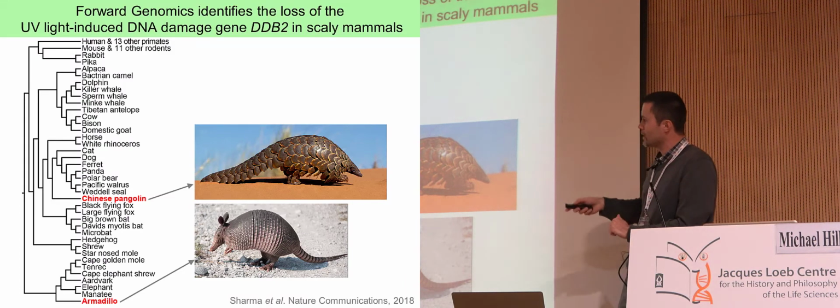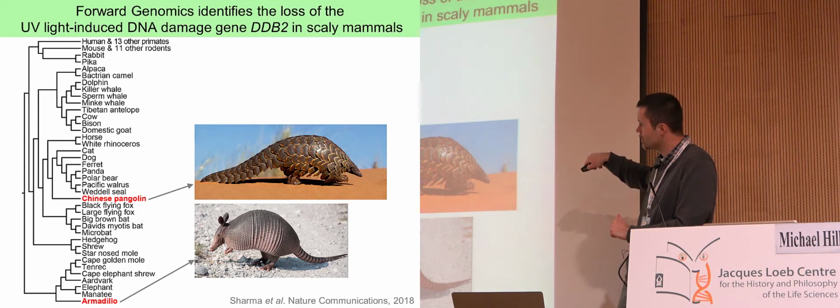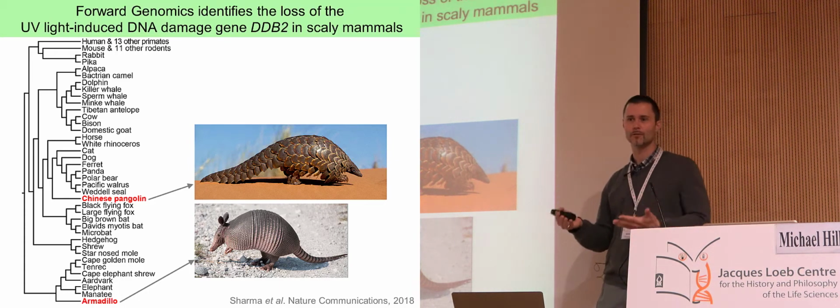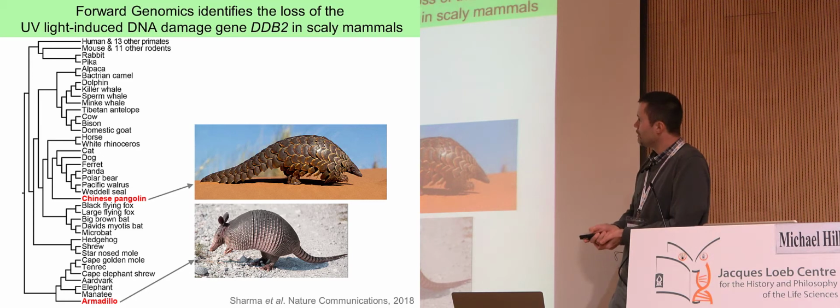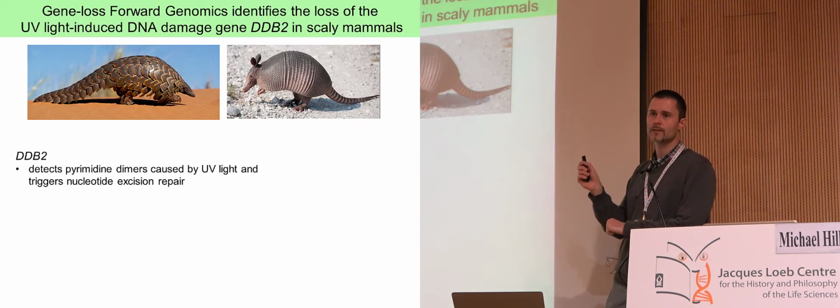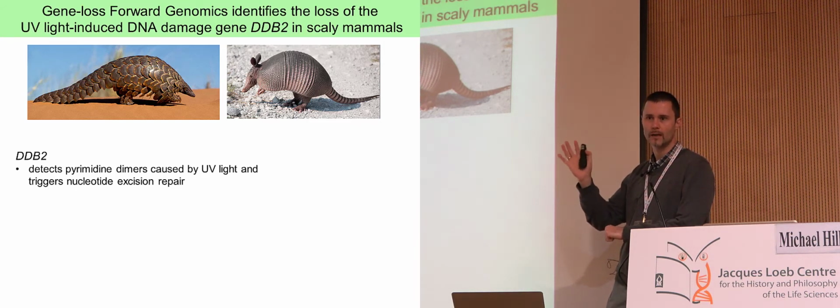Another interesting trait we looked at was having body armor. And you see here that the Chinese pangolin and the armadillo down here are the only two mammalian lineages that have body armor in the form of scales or scutes. And we found that a gene, DDB2, is only lost in those two species compared to all the other mammals we had in our data set.